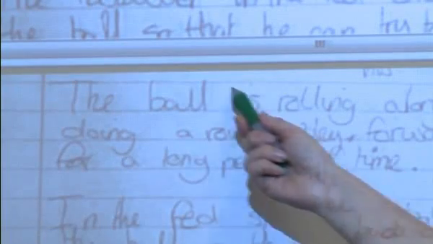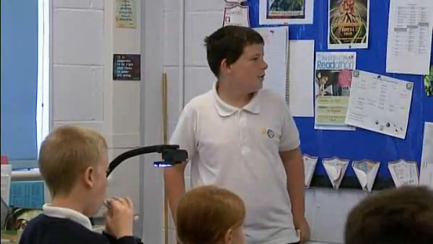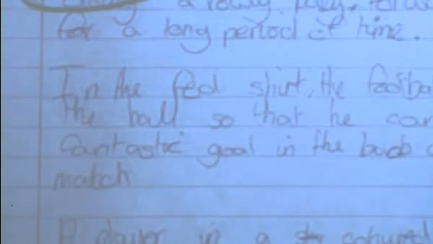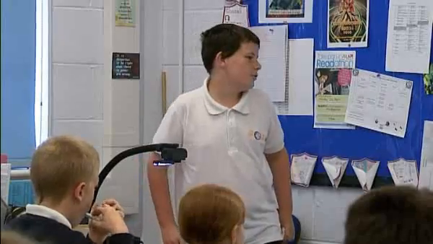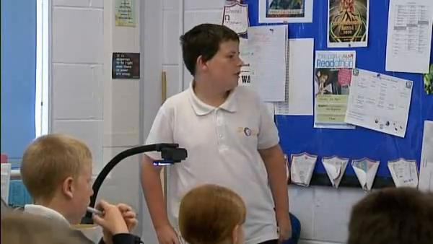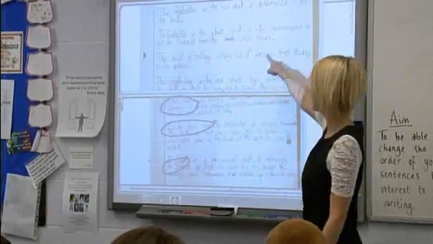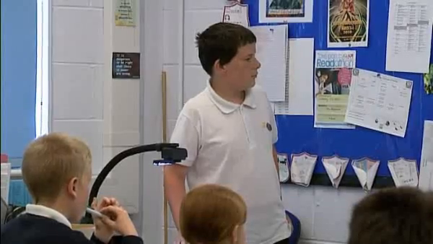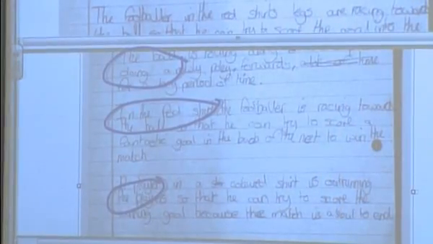The ball is rolling along the ground like a person doing a roly-poly forwards for a long period of time. In the red shirt, the footballer is racing towards the ball so that he can try to score a fantastic goal in the back of the net to win the match. So well done, Jamie. You have managed to do it, because comparing it to what you did earlier, we've got 3 different starts to your sentences. Give them a round of applause.